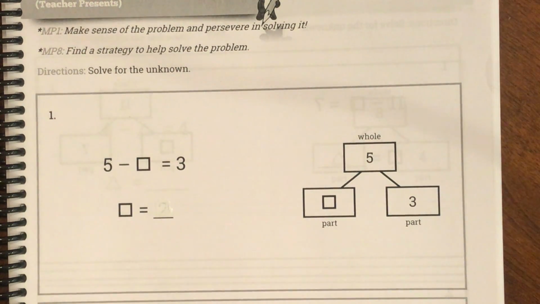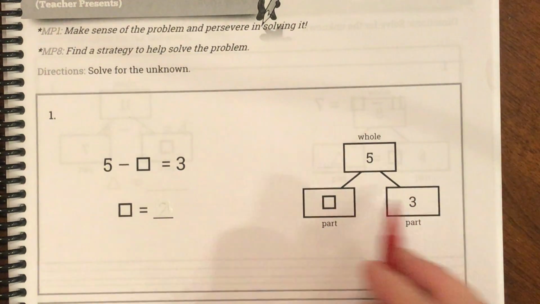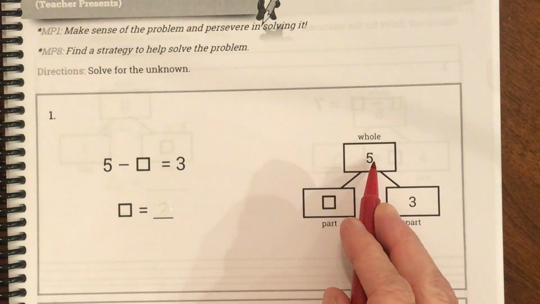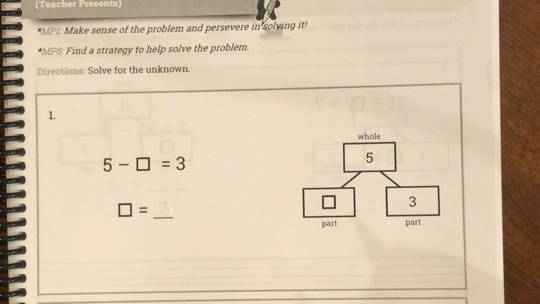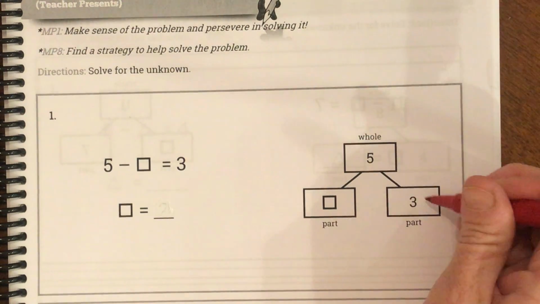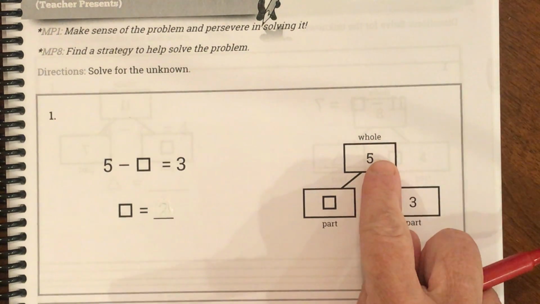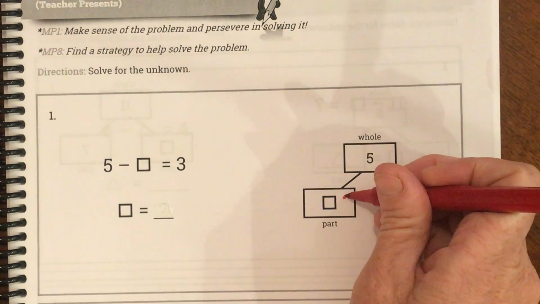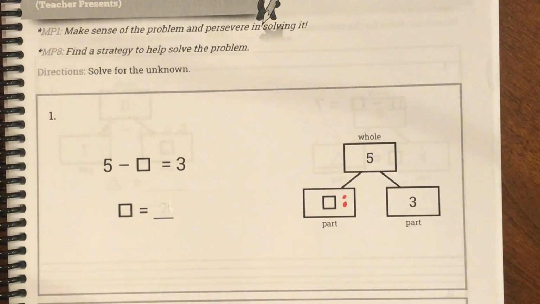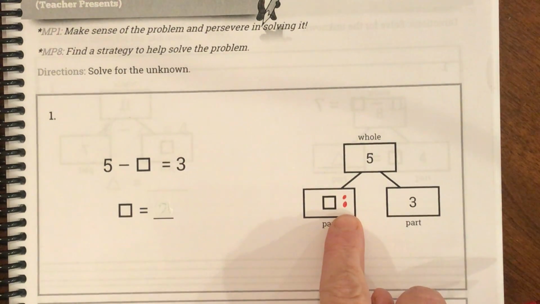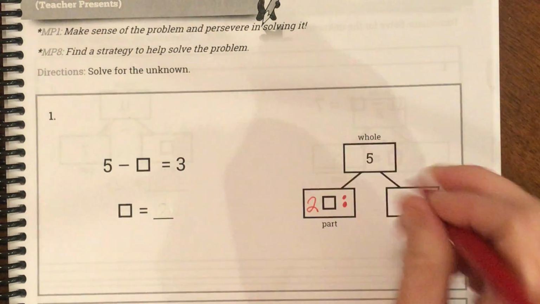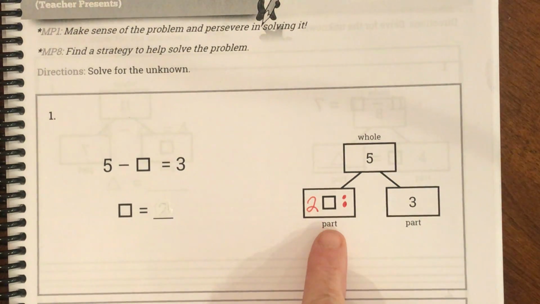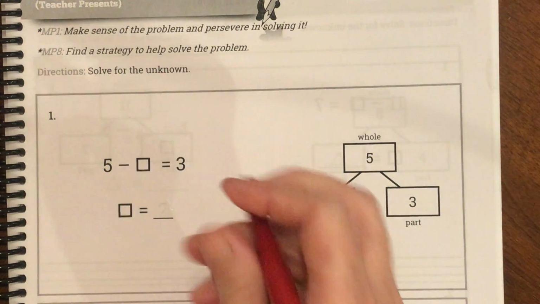Well, what I know in number bonds is I know my 2 parts have to equal my whole. So I could use the count up strategy. If I have 3 here, I need to see how many more do I need to count up to get to 5. So I have 3, 4, 5. So I needed to count up 2 more to get to 5, which means my unknown is 2.